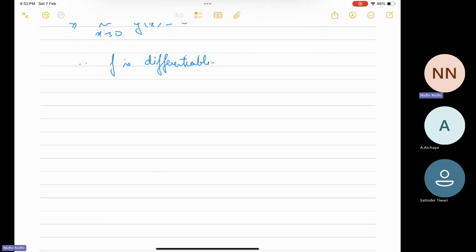Next problem. f(x) is equal to x cos(1/x) when x is non-zero, and 0 when x is equal to 0. Just check the differentiability of this function.